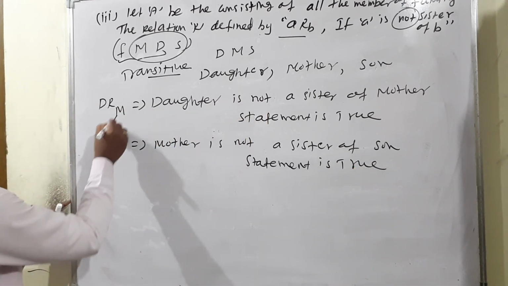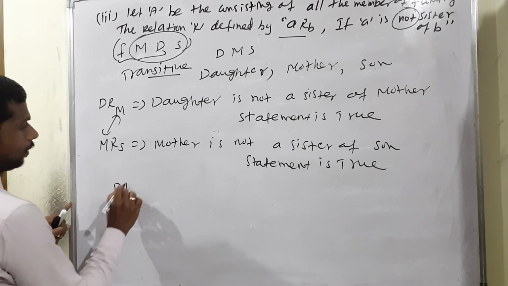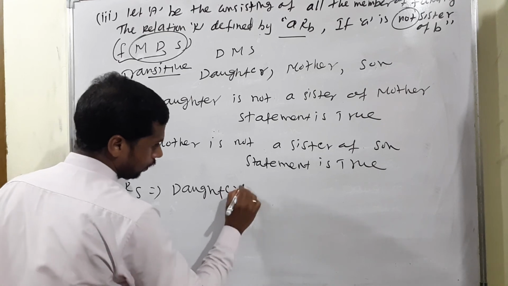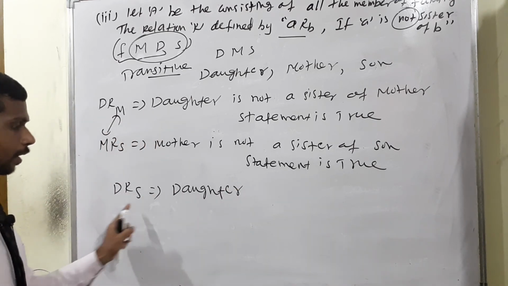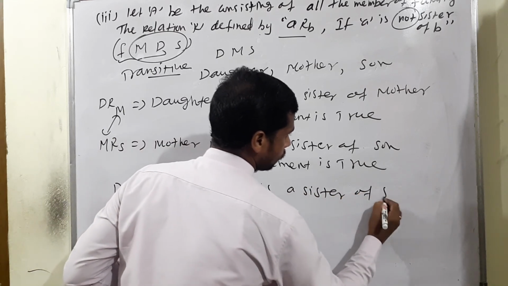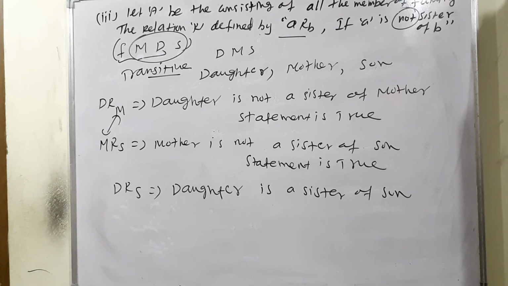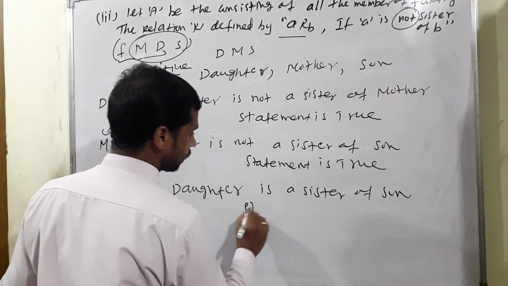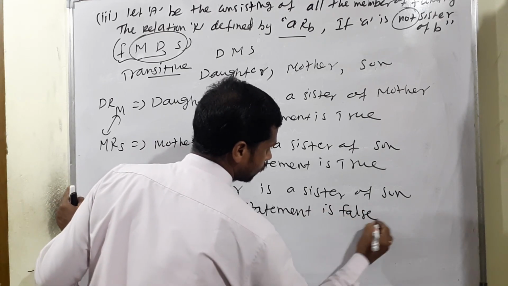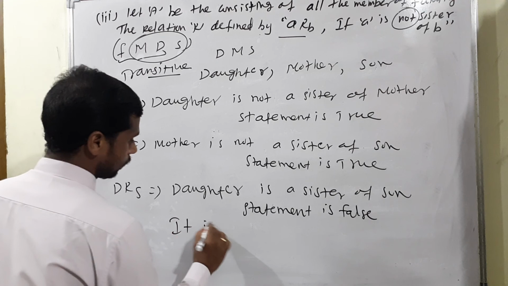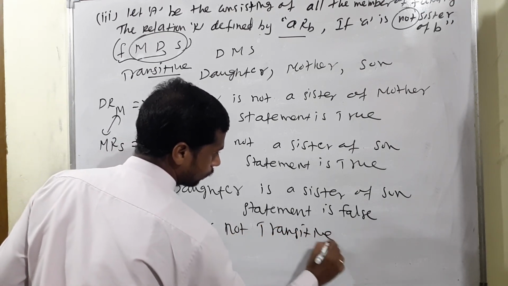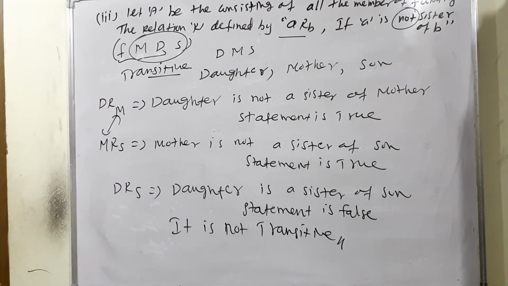The third one, this is the connected term, D and S, isn't it? D related to S. Daughter, possible, no? Daughter is a sister of son. Therefore, the statement is false. The statement is false. It is not transitive.